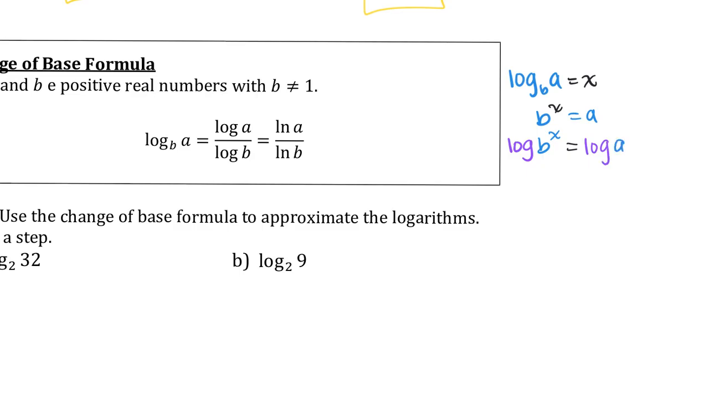Okay, now I'm going to try to solve for x. The power property for log properties means I can bring the x down. So I have x times the log of b equals the log of a. And then if I want to solve for x, I divide both sides by log of b. So then I get x equals log a over log b.